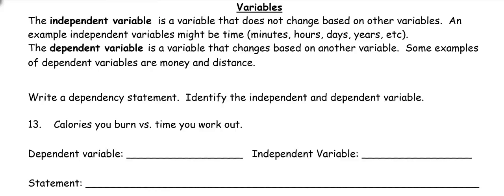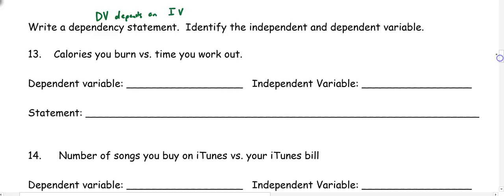So we're going to write a dependency statement and identify the independent and dependent variable. So when we write a dependency statement, we have the dependent variable depends on the independent variable. So in number 13, we have calories you burn versus the time you work out. So we want to know which one is dependent, which one's independent.